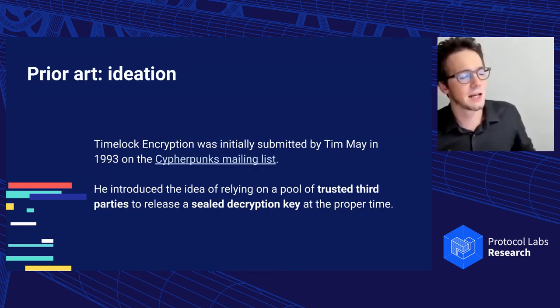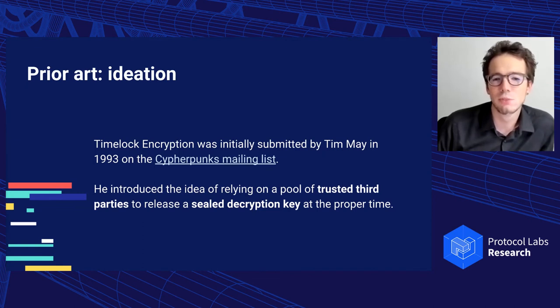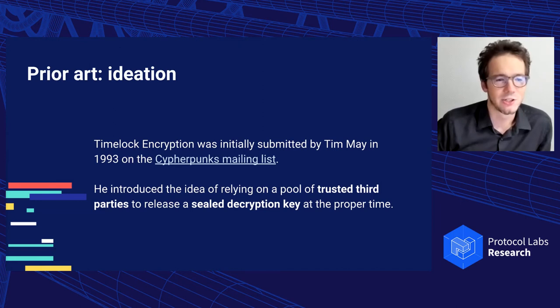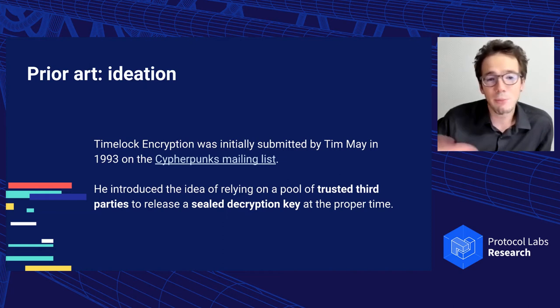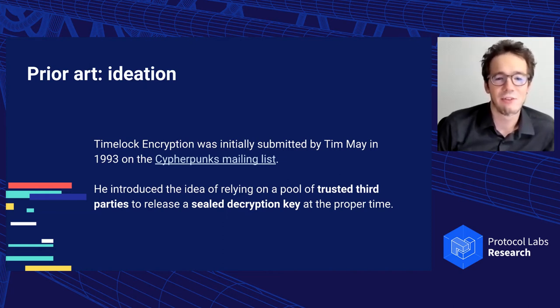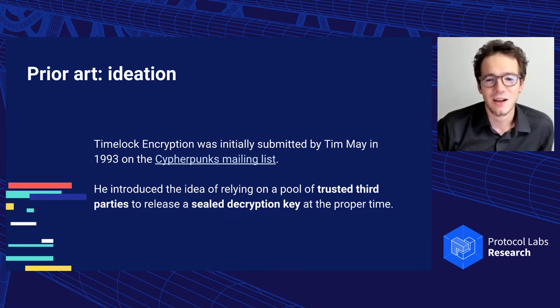To give you some insight into how timelock encryption came to be a thing, we need to look into how it came to life, right? So timelock encryption, the idea is actually fairly old. It's coming from Tim May in 1993. You may know Tim May because he was actually the father of the crypto-anarchist movement. And he published the timelock encryption idea on the Cypherpunks mailing list. Pretty cool stuff from almost 30 years ago.